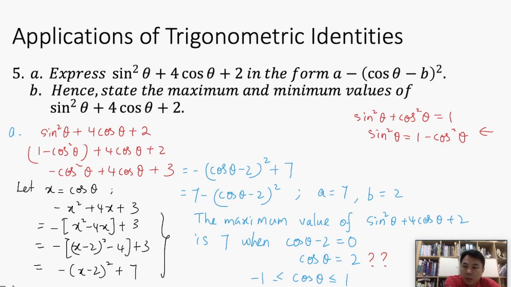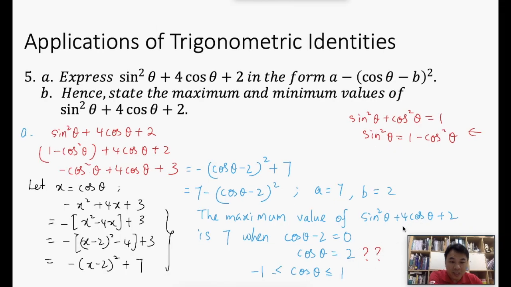Okay, so just let me check one more round. That is a negative cosine square minus that. Alright, so when cosine theta is equal to 2. Okay, so let me think for a while. Let me pause for a while. What is going on here then, if you must be wondering?